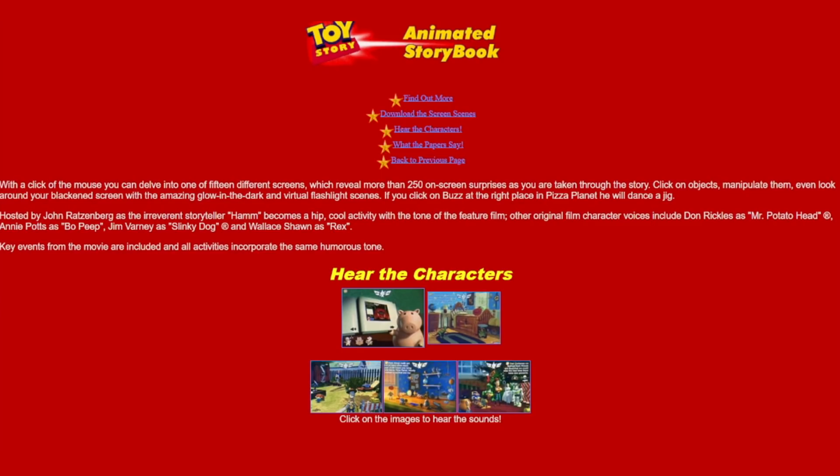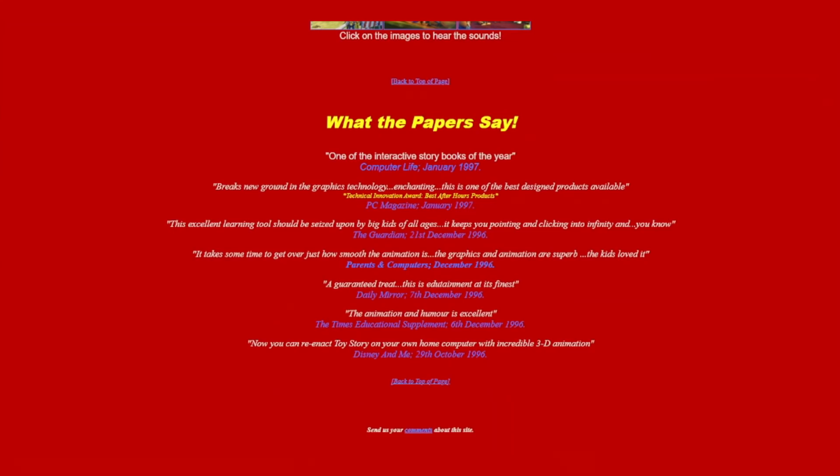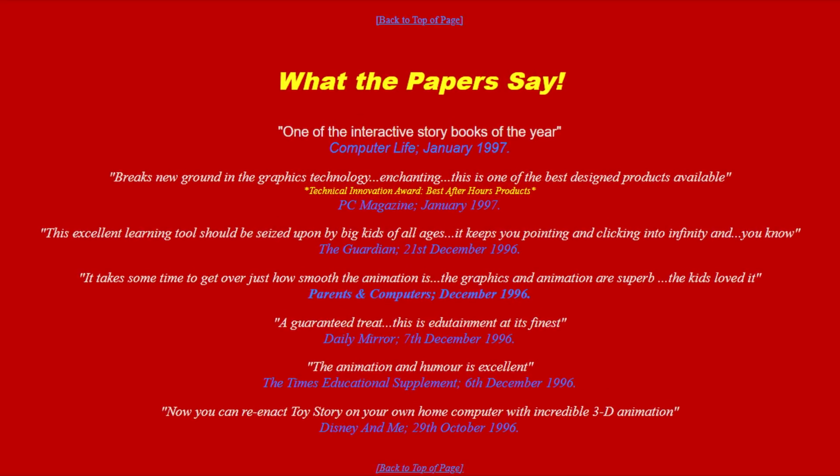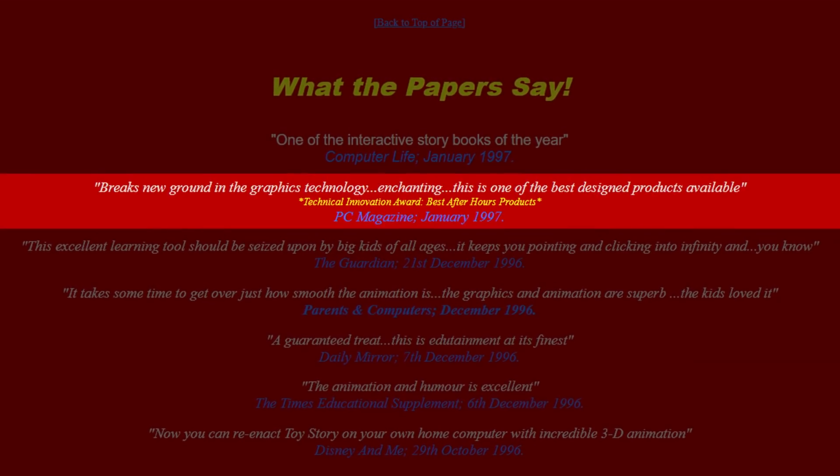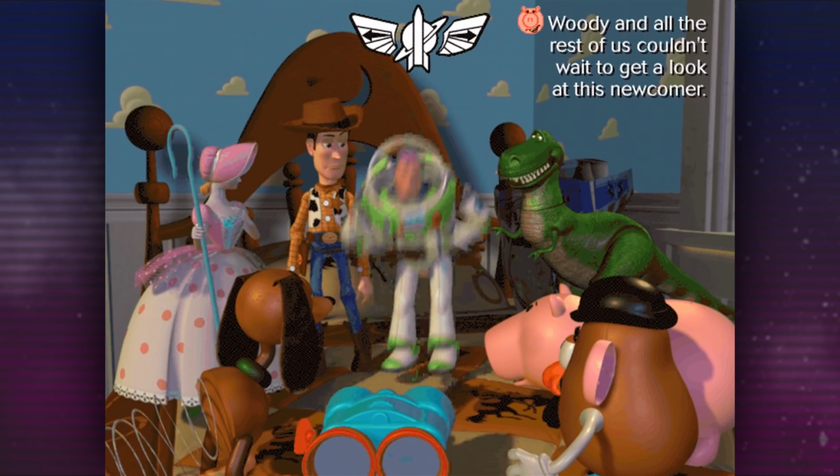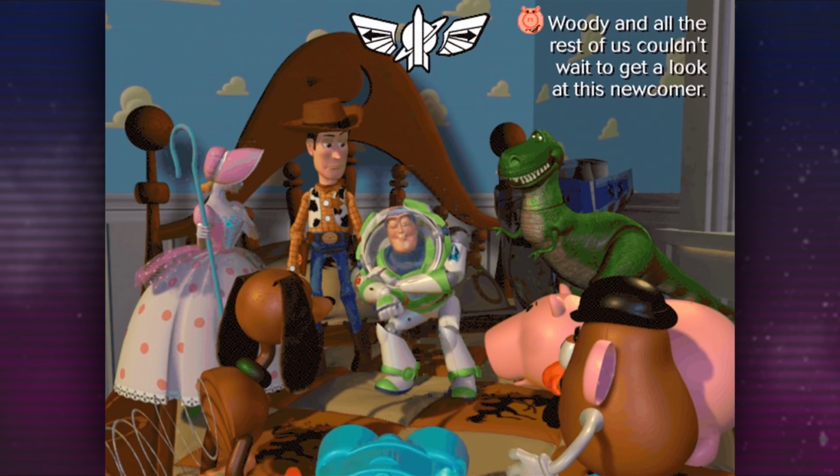Toy Story's animated storybook would end up winning an award from PC Magazine in '97 for their technical innovation in the category of Best After Hours Product. This game deserved the praise it got by Toy Story fans and critics alike.